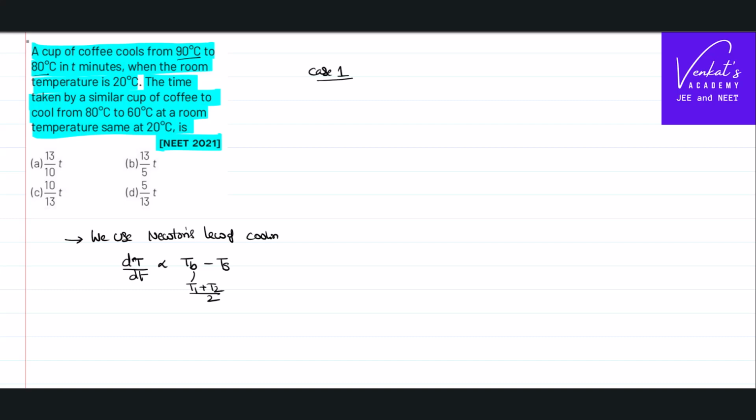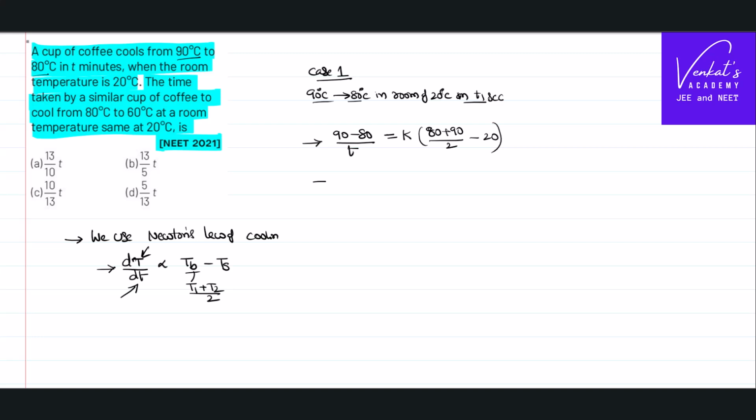Case 1. It is given that the coffee cools from 90 degrees centigrade to 80 degrees centigrade in a room of temperature 20 degrees centigrade in a time of t minutes. Let's apply these conditions into Newton's law of cooling. Change in temperature dT, from 90 to 80, by change in time, t minutes, equals some constant times the temperature of the body. It changed from 90 to 80, so the average of that has to be taken into consideration, minus surroundings, which is given as 20. Simplify this: 10 by t equals k of (the average of 80 and 90, which is 85, minus 20). We call this equation number 1.